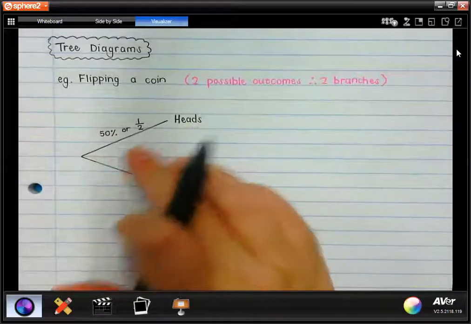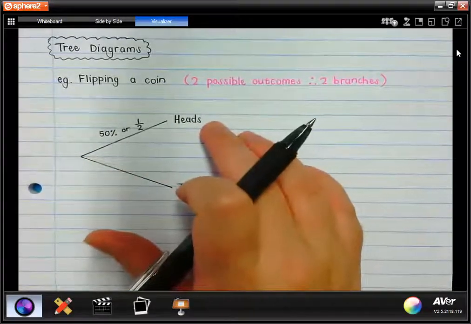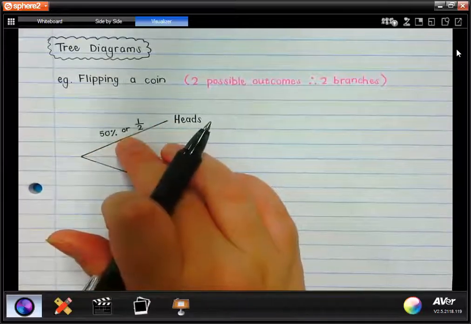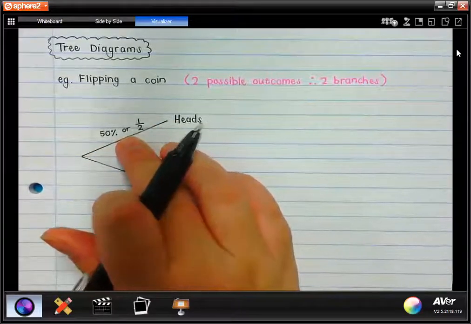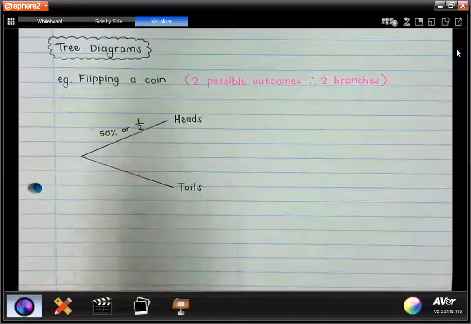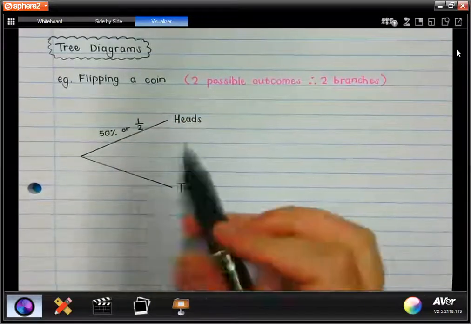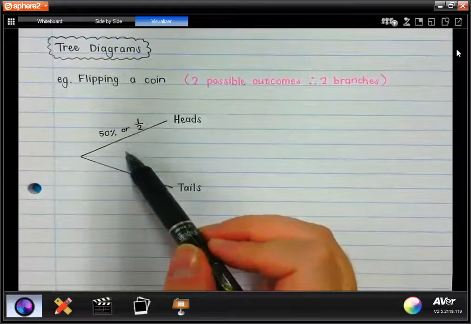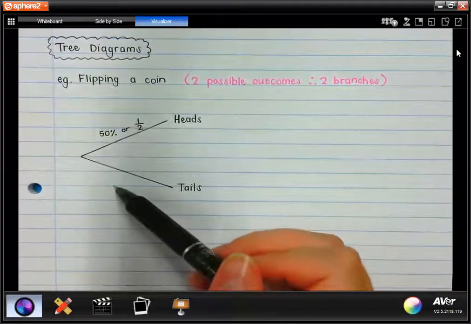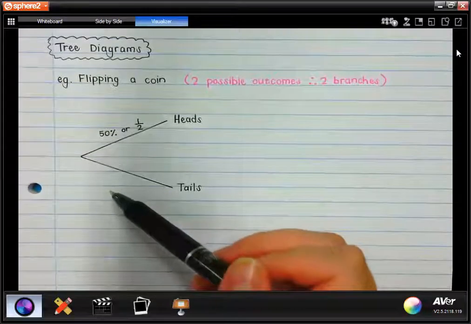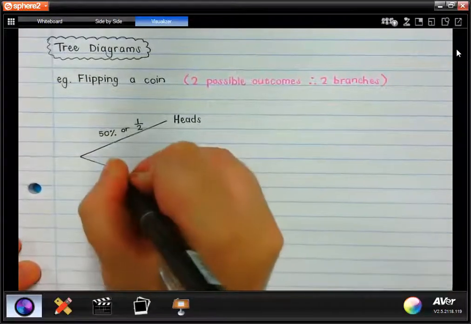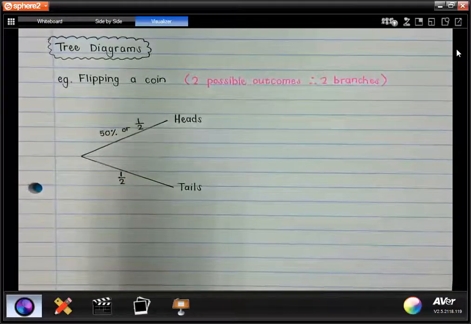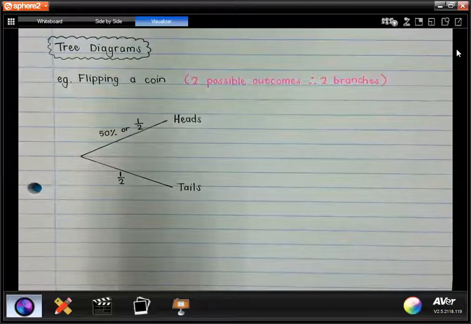So you have your branch. On the end of your branch, you label the outcome, and along the branch, you write the probability of that happening. Even if they haven't asked for the probability of heads, you have to put it on your tree diagram. Okay, and then what is the probability of tails? If the probability of landing on heads is 1 out of 2, a half, it would be the same for tails, right? You have a 50% chance of the coin landing on tails. So let's put a half there as well. Okay, and that's your tree diagram.